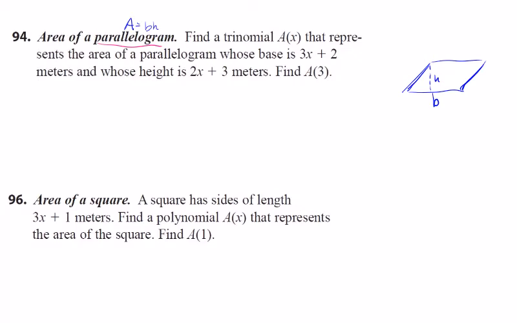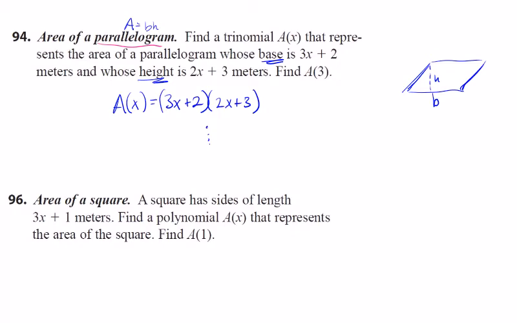So basically, if they give us the base and they give us the height, we just multiply those together. So our area function is going to be 3x plus 2 multiplied by 2x plus 3. And then it will be very similar to the last problem that we had. So I'll let you complete that one, but I just wanted to set that one up. I don't think we need to see the whole thing because we've done a lot of FOIL, but I just wanted to show you the setup and the formula for that one.